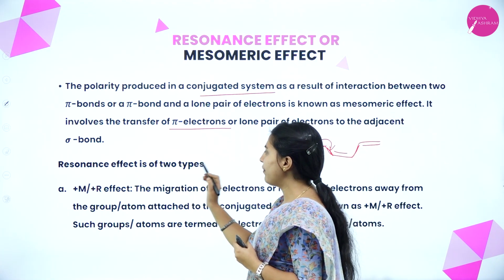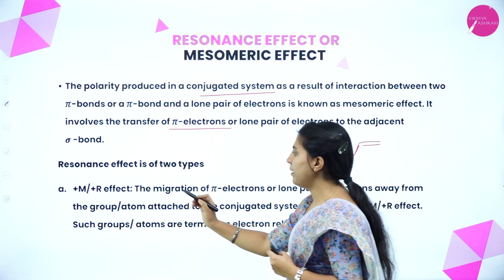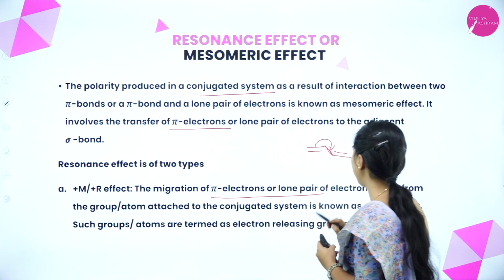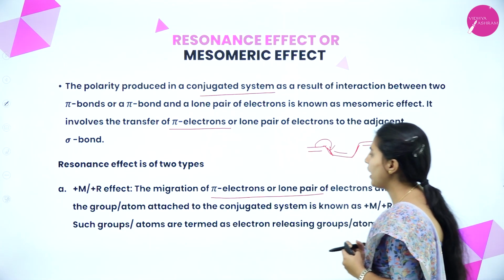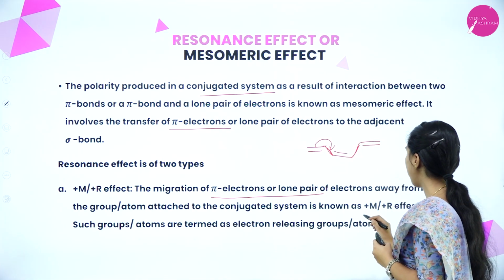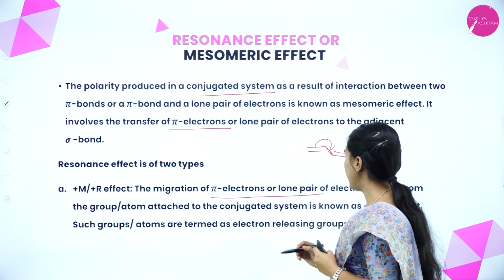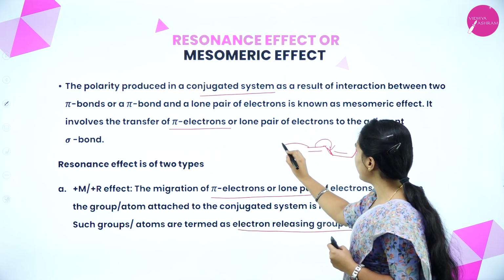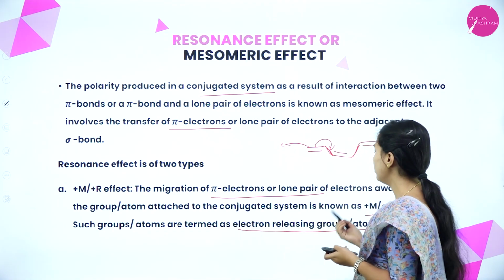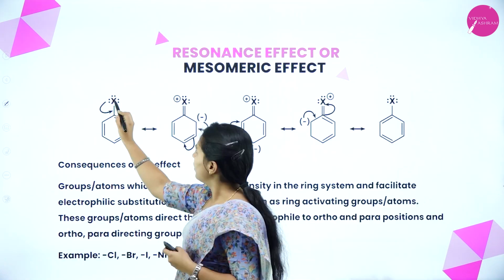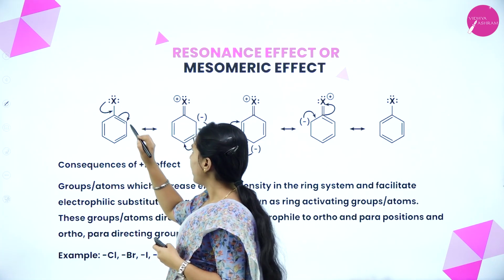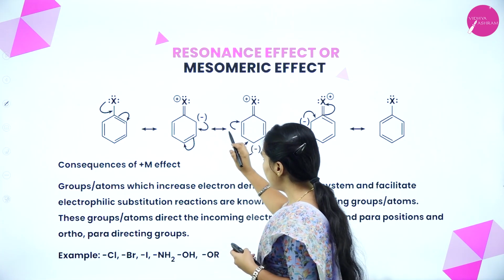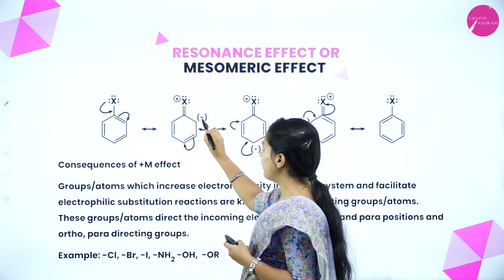So, the resonance effect is of 2 types, plus M or plus R effect. The migration of pi electrons or lone pair of electrons away from the group attached to the conjugated system is known as plus M. Such groups or atoms are termed electron releasing groups or atoms. Away from the conjugated system means electron releasing group. See here, the lone pair is going to the adjacent position, and if it is added here, the double bond will shift to here and it will become positive and this will become negative.